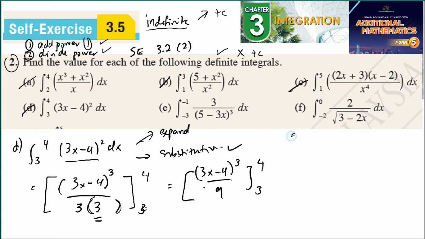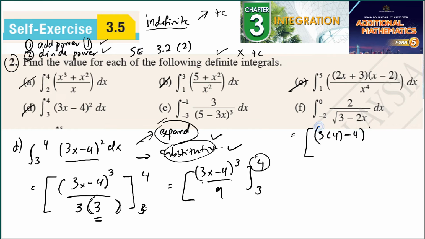So now you can substitute. So first you substitute. Okay, we see here we can do expand, right, or substitution, but you can see that substitution is much easier. But you can do anyone. You can try doing the expansion and you are supposed to get the same answer. Okay, but for this one, I'm using the substitution. So this one 4. So you substitute x with 4. So 3, 4 minus 4 power of 3 divided by 9, and then you have to minus. So this one you substitute x with 4, right?